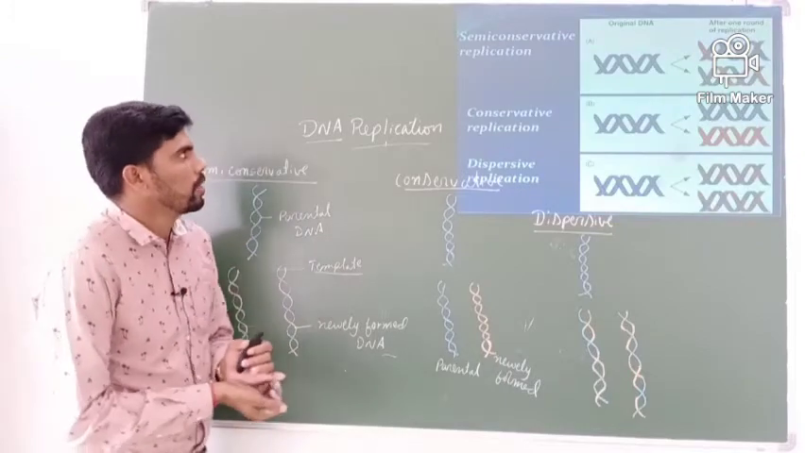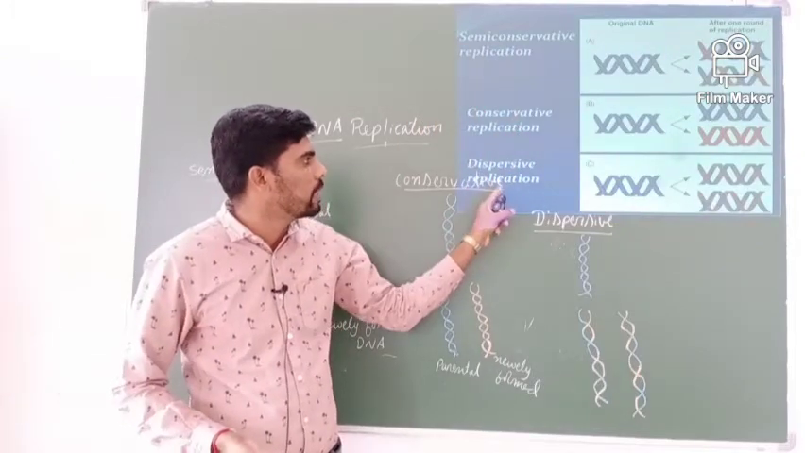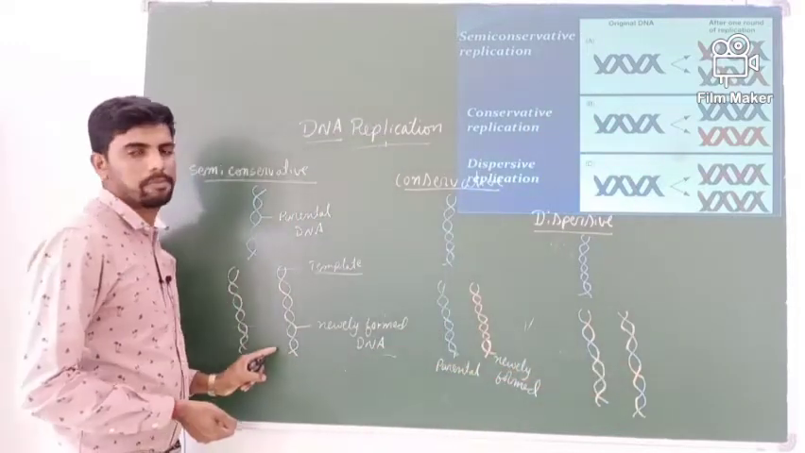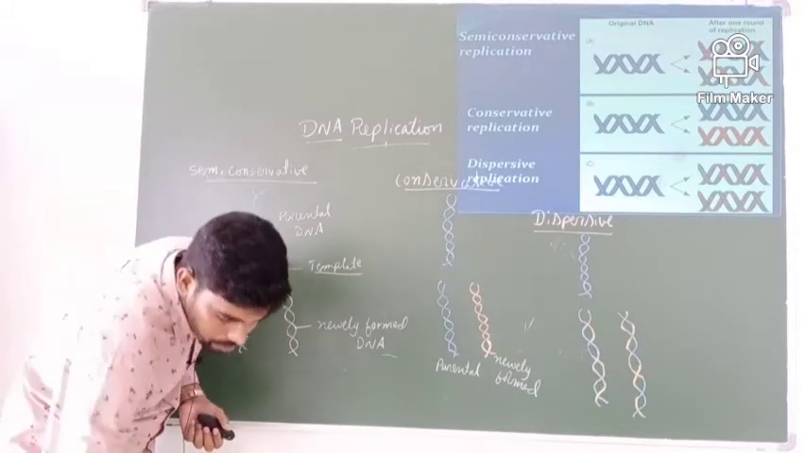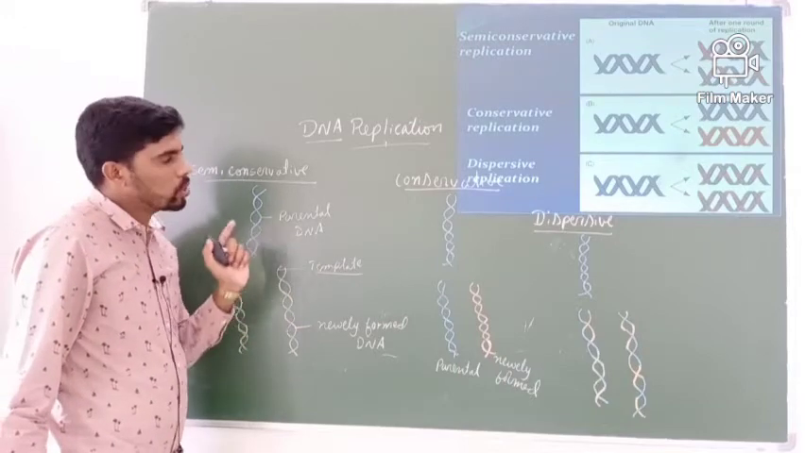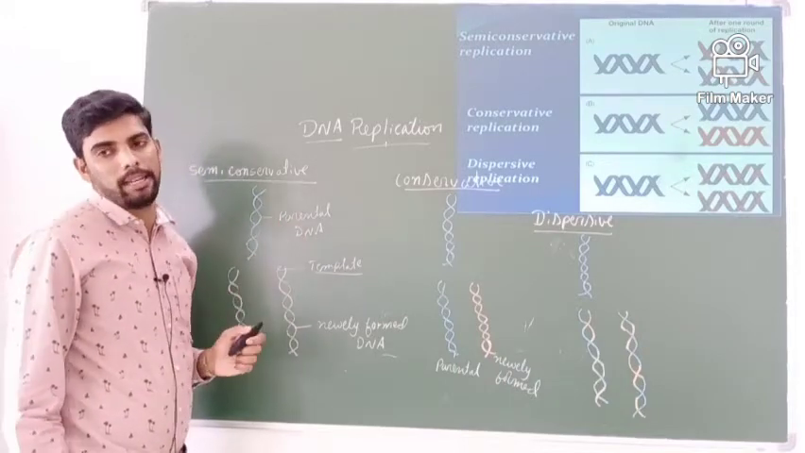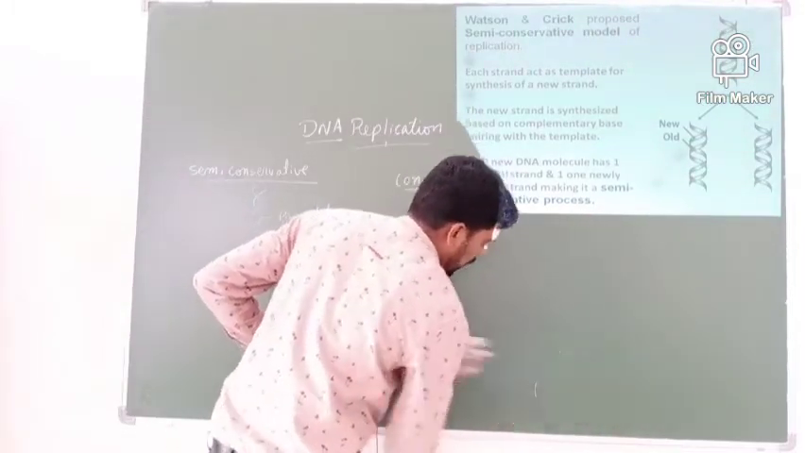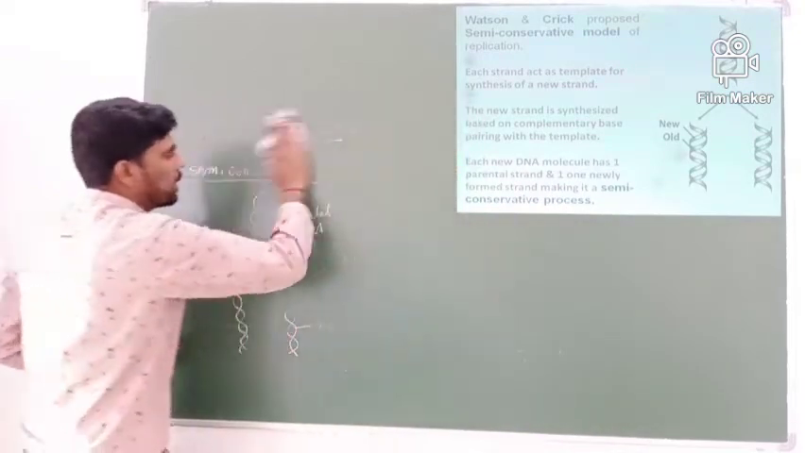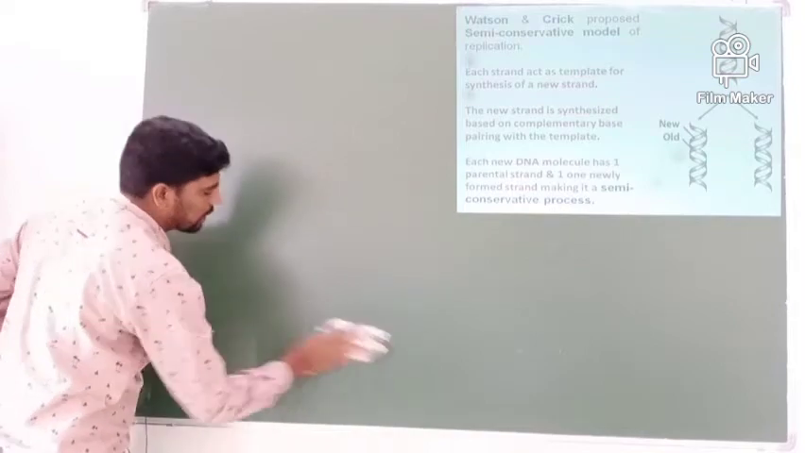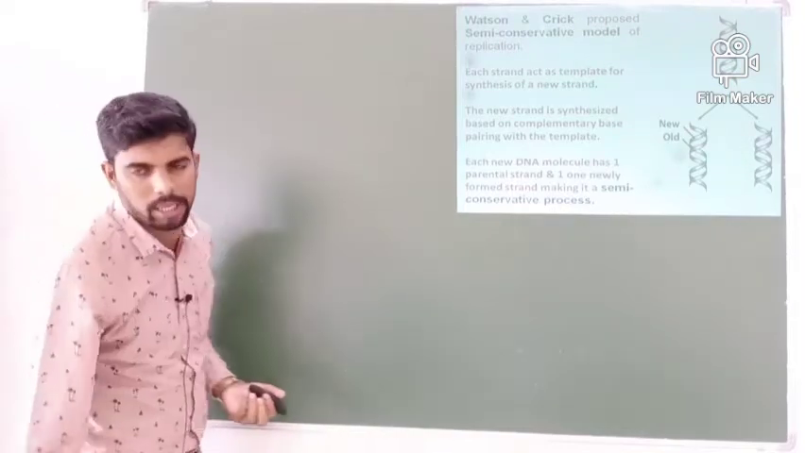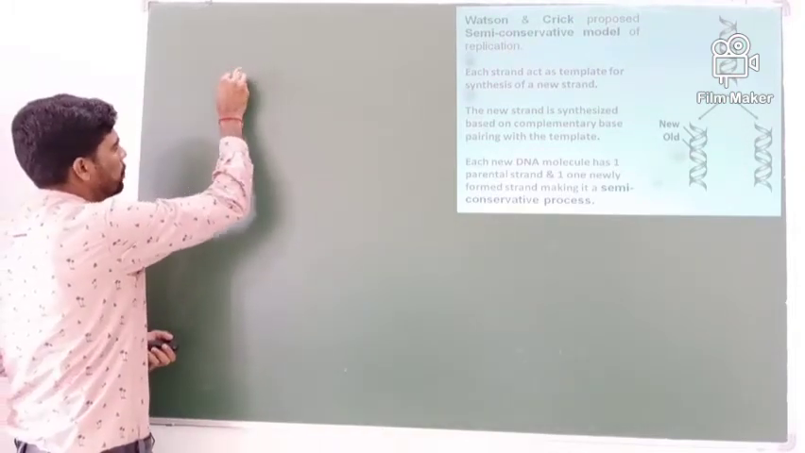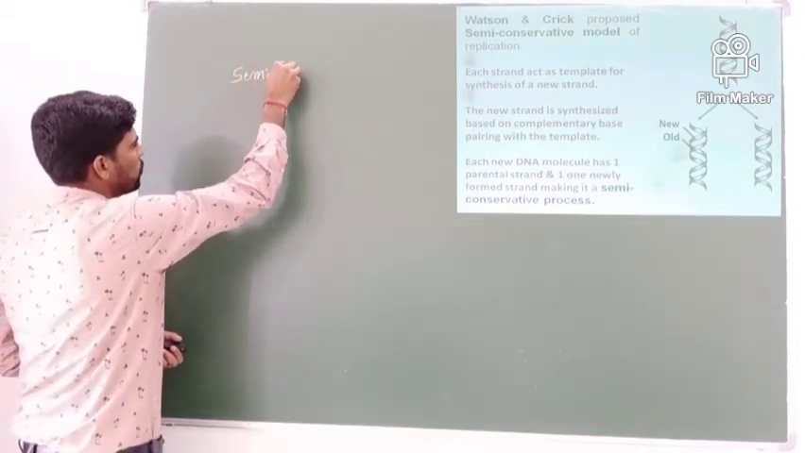Look at the picture, which shows how semi-conservative, conservative and dispersive replication occur. The picture represents the same diagrams. Out of the three ways, which way does the DNA replicate? That was proposed by Watson and Crick. You already know the names. Watson and Crick proposed the double helical model of DNA, and the same scientists proposed DNA replication. That means DNA is replicated by the semi-conservative model.